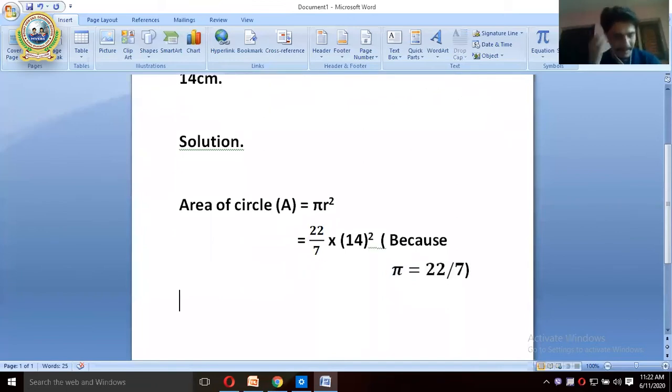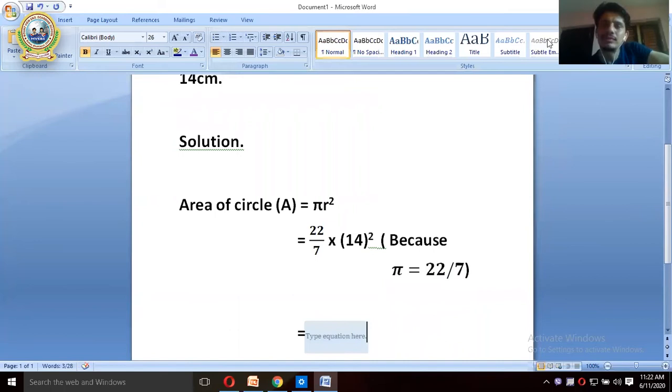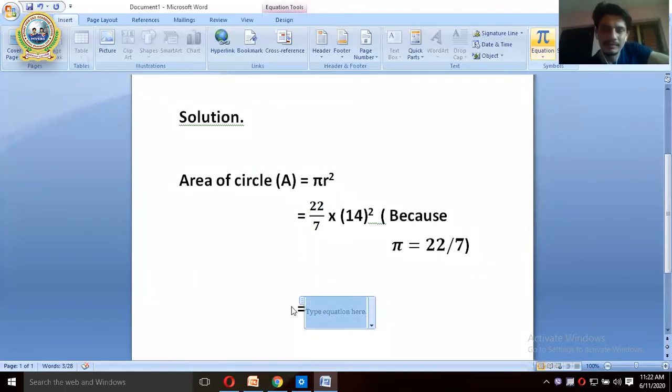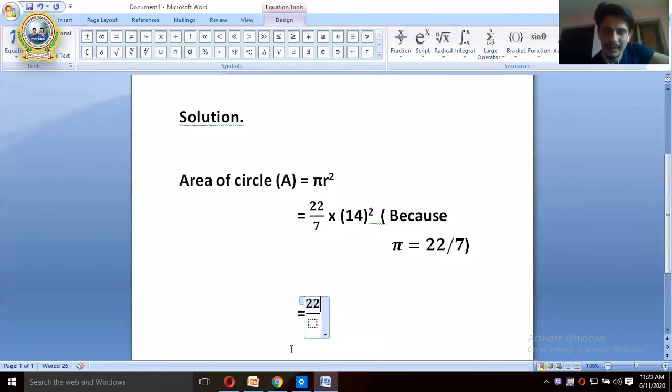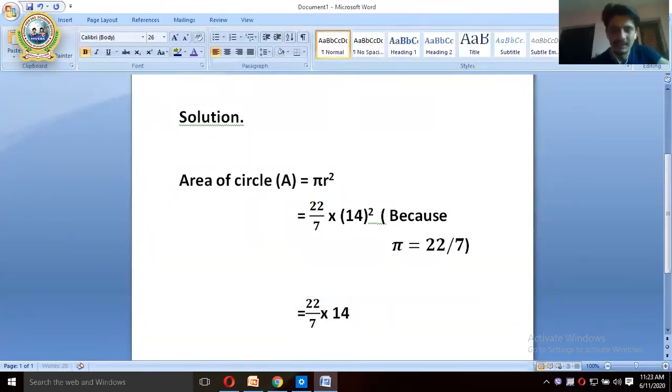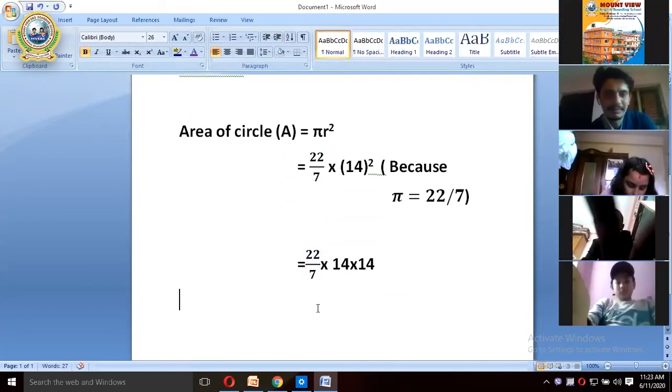So equal to 22, we can copy this 22 by 7. Now 22 by 7 multiplied by 14 square, which means 14 into 14. When you simplify this, you cancel 7 with the 14. So what answer comes then? 22 into, because this 7 cancels 14, so write 2 into 14. So when you multiply this, what answer do you get?